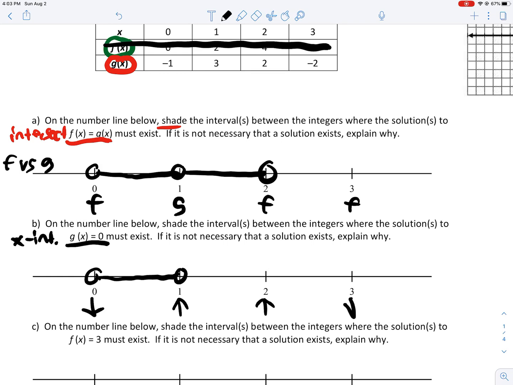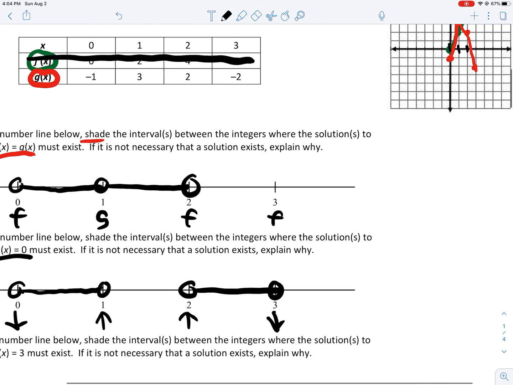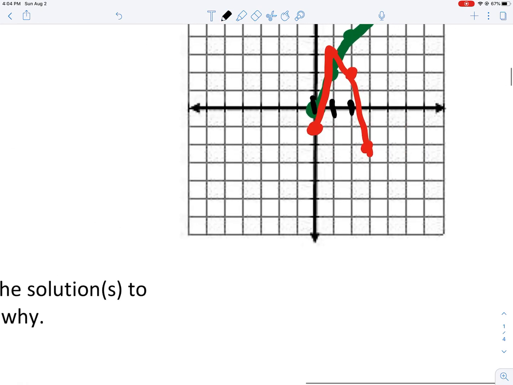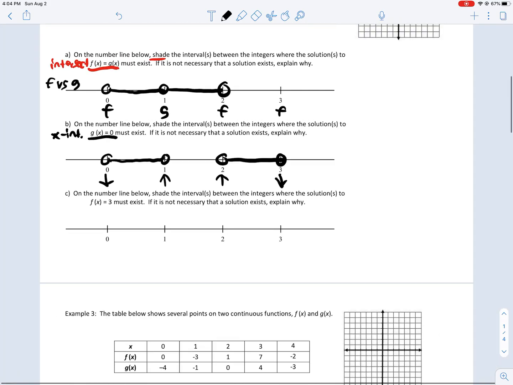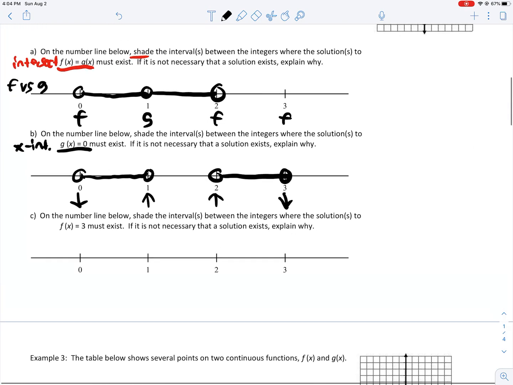Okay, now at 2, it's at 2. That's still above. At 3, it's below. So if you're up here, now you're down here. What did you have to do? You had to cross that line. So then you would shade. And let's check. What are the x-intercepts? Is it between 0 and 1? Yes. And between 2 and 3? Yes, it is. There's my x-intercepts. Okay.